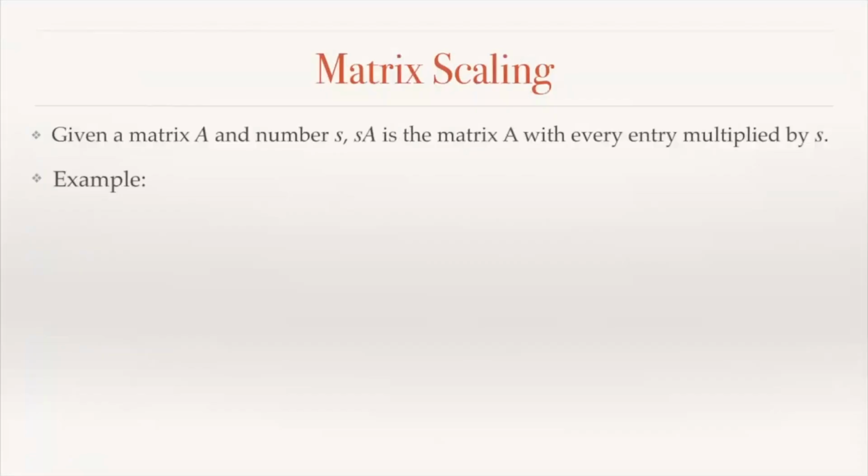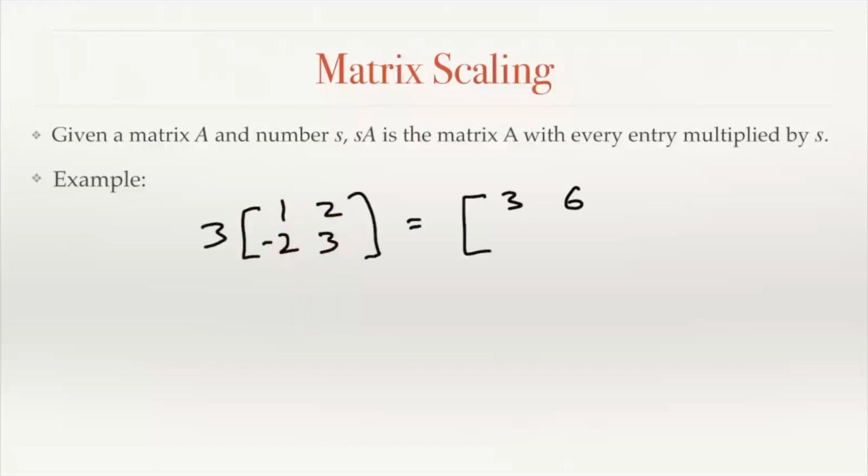Now, we can scale matrices and add them together. And scaling a matrix by a constant s just means multiplying every entry in the matrix by that constant. So for example, 3 times this matrix, we just multiply every entry in there by 3, and that would be 3, 6, -6, 9.